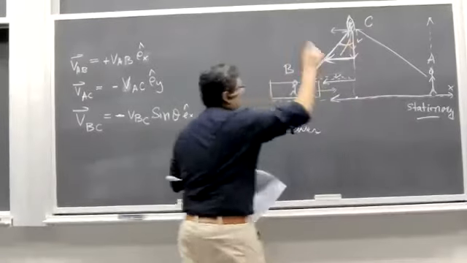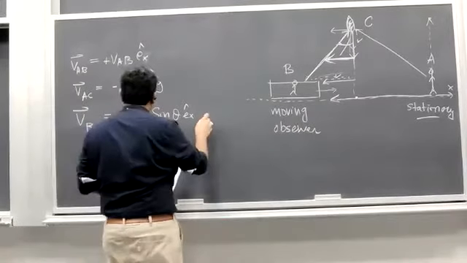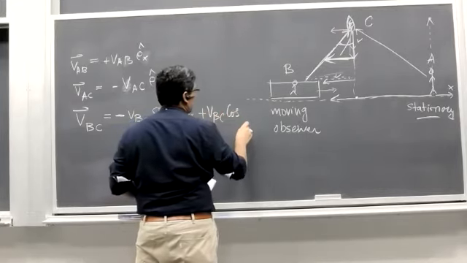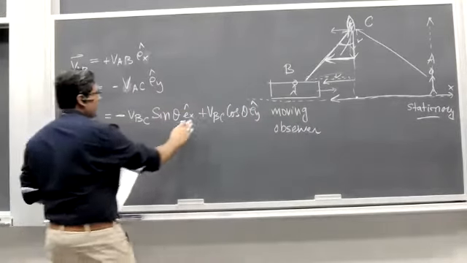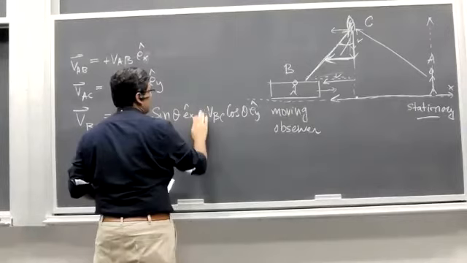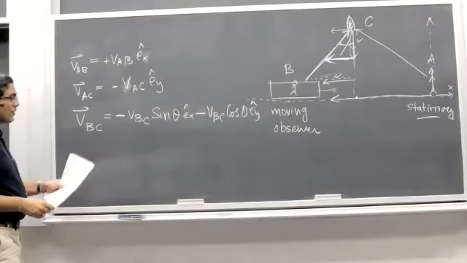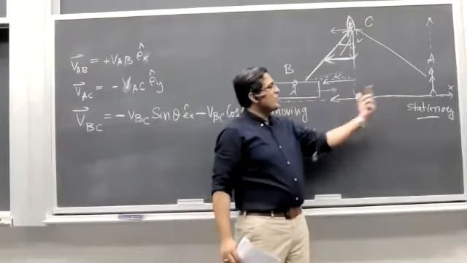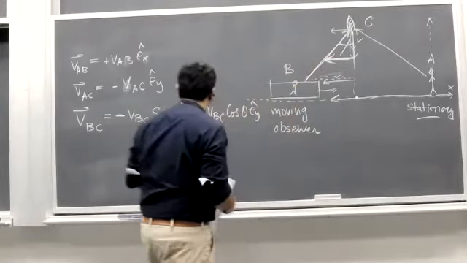The vertical component of the droplet is, of course, independent of our motion. VBC cosine theta EY. And this will also be negative because it's falling downwards. Okay. Now the objective is that we need to find out the relationship between our speed as being observed by the stationary observer and the speed of the droplet with respect to us.